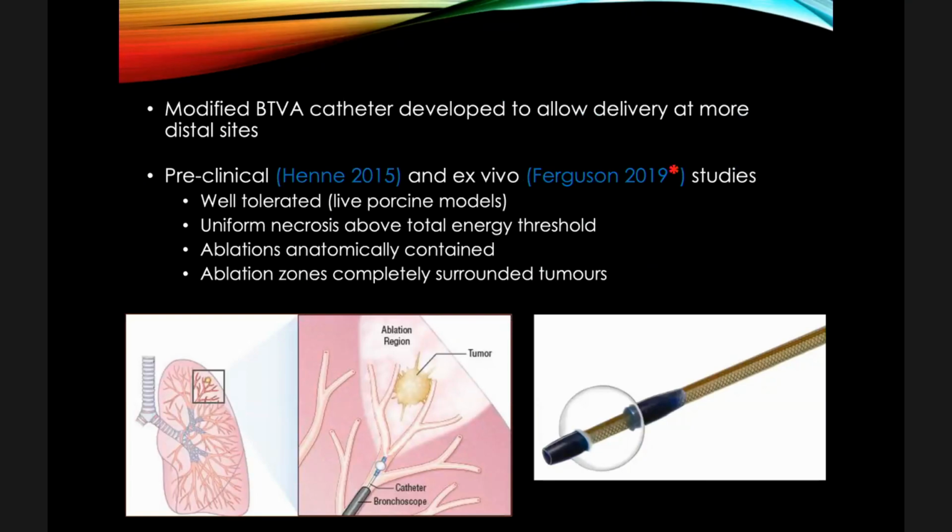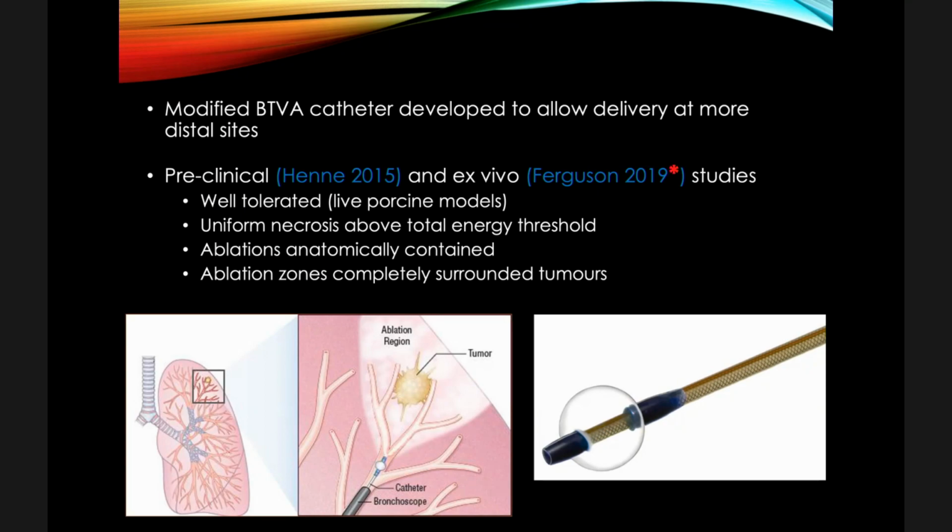For treatment of peripheral lung cancer, the intent was to use a higher amount of energy to a smaller volume of lung to achieve complete necrosis rather than just injury. And so the catheter was modified to allow positioning and delivery of the vapor ablation at 2 to 3 segments beyond, more peripherally than the initial bronchoscopic lung vapor ablation catheters.